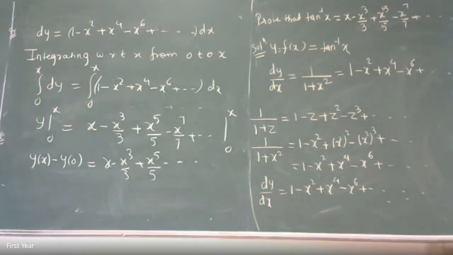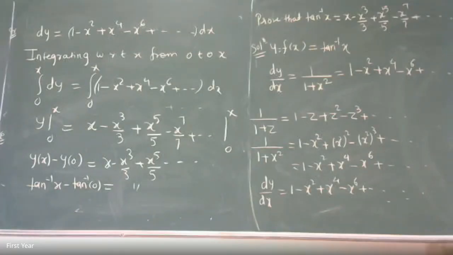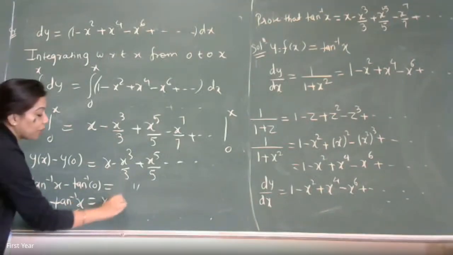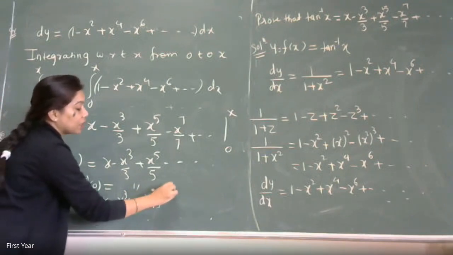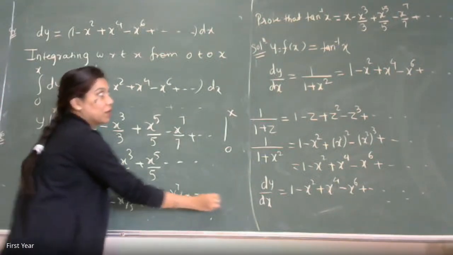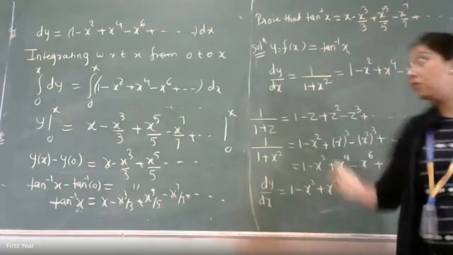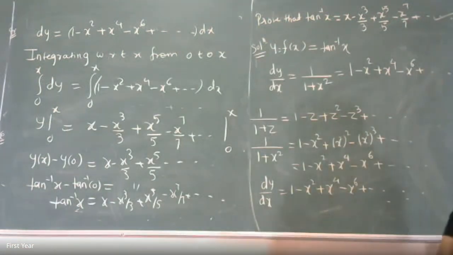What is y of x? Just see, y of x is f of x, which is equal to tan inverse of x. What is y of 0? Tan inverse 0, but tan inverse of 0 is 0. That's why we get the answer. Tan inverse x is x minus x cubed by 3 plus x raised to 5 by 5 minus x raised to 7 by 7. And that's our expected answer. Is it okay? This is the method of differentiation and integration.